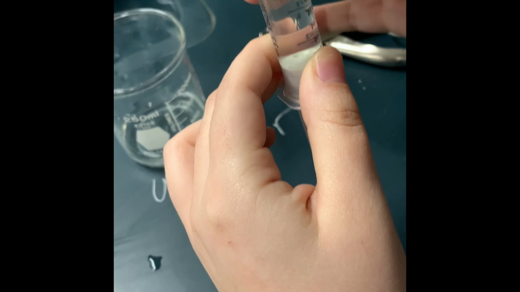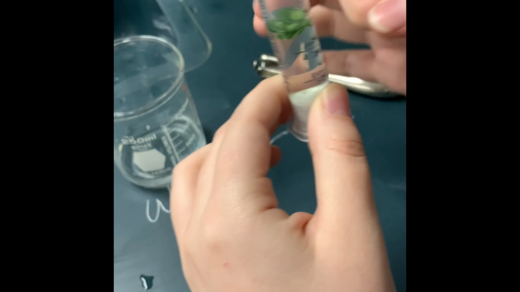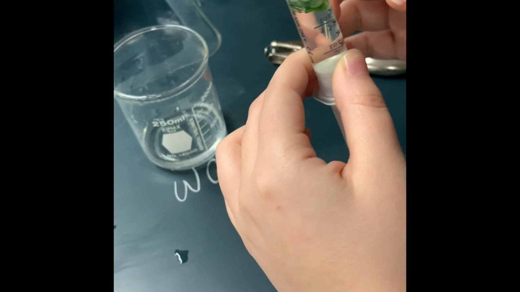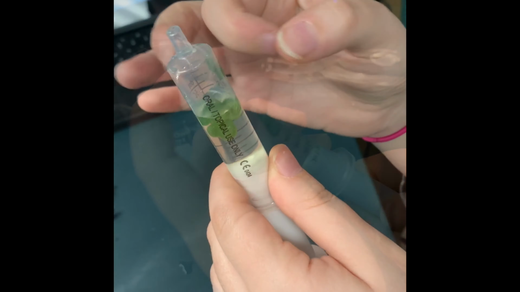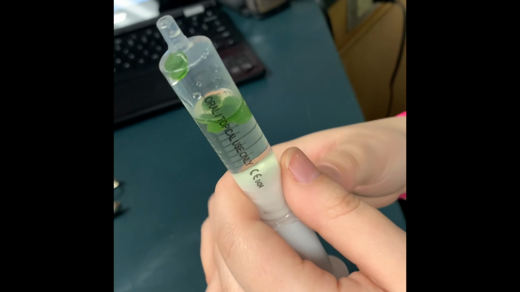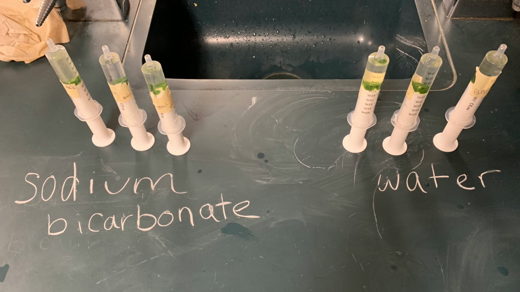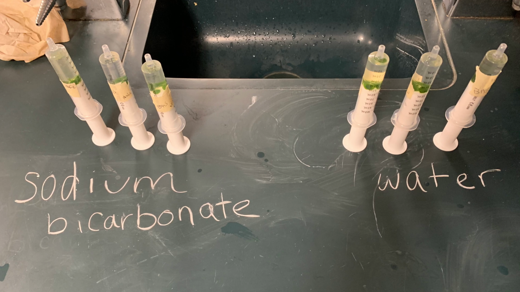As you can see now, I'm starting to tap out the air bubbles. Be patient and wait for your disc to fall. Again, repeat if necessary. Tap on the syringe again to get rid of those pesky air bubbles. You should see all the leaf discs start to sink. Repeat this process until all the discs sink. This is what they should look like when you are finished.